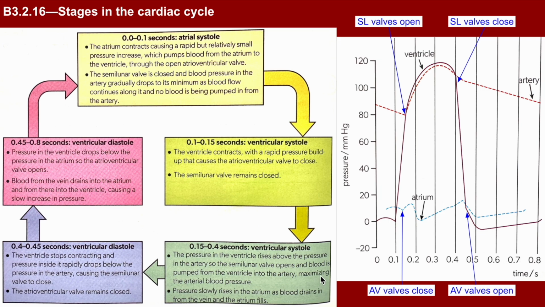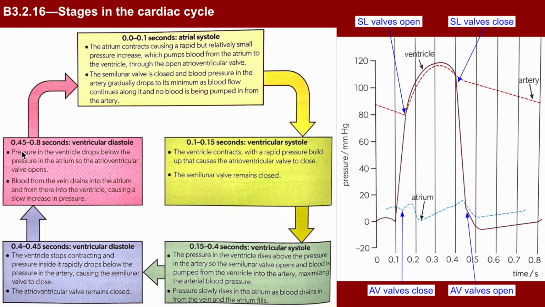That's going to maximize the arterial blood pressure at that point, which you can see in this red dashed line. Pressure slowly rises in the atrium as blood drains in from the vein and the atrium fills. Then from 0.4 to 0.45 seconds, we have ventricular diastole. The ventricle stops contracting. Pressure inside it rapidly drops below the pressure in the artery. So the semilunar valves now close. AV valves remain closed for that 0.05 of a second.